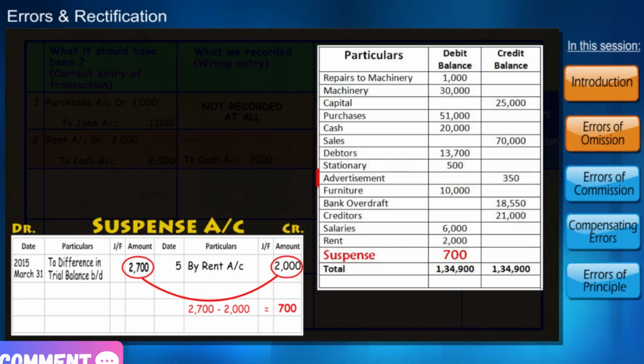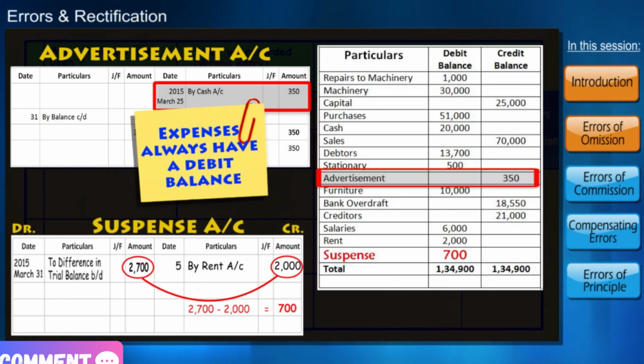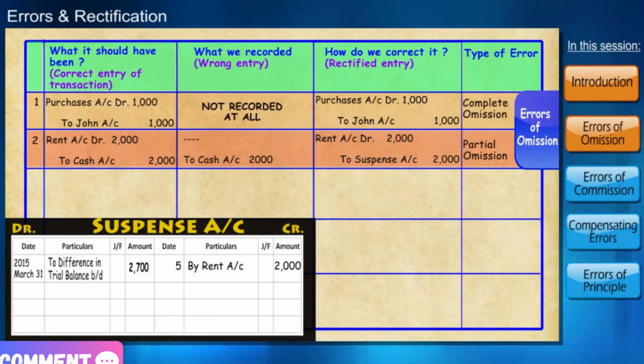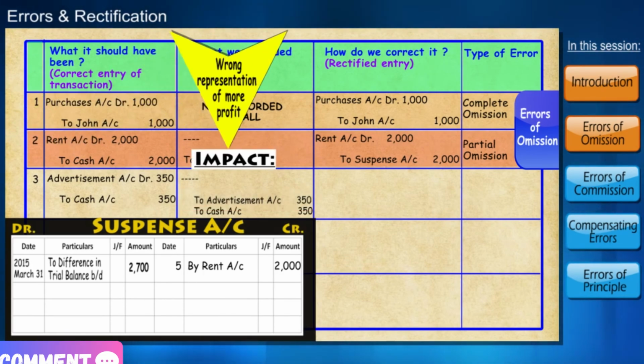Here we can see that advertisement is showing a credit balance, but advertisement being an expense is on the debit side generally. When we generally record the entry, it is advertisement account debit to cash account. But the entry passed here is incorrect. He has even credited advertisement account by mistake. If advertisement is wrongly credited, then when there is a need to check overall expenses, it will lead to a false belief that there are fewer expenses and more profit.